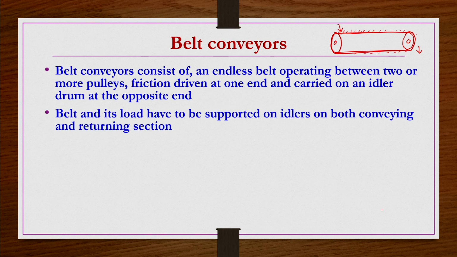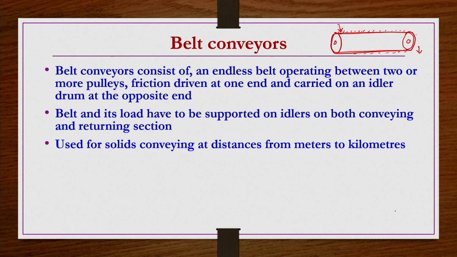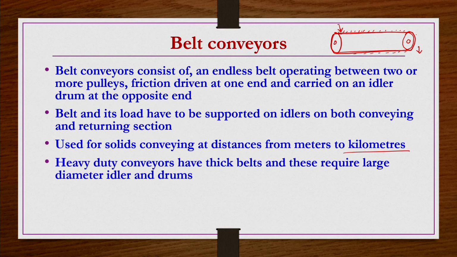Belt and its load have to be supported on idlers on both conveying and returning sections, and these are used for conveying solids over distances from meters to several kilometers. It is heavy duty service you can expect from belt conveyors. Heavy duty conveyors have thick belts, and these require large diameter idlers and drums to have sufficient mechanical strength.